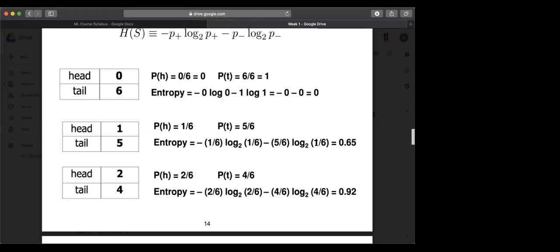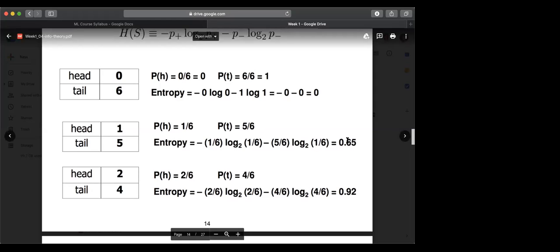Okay. Because that should be the probability of tails. It should be 5/6. But I think the math is correct. I think it should still be 6.65.